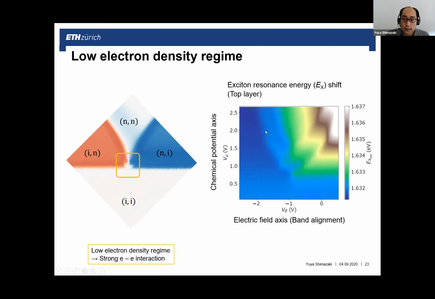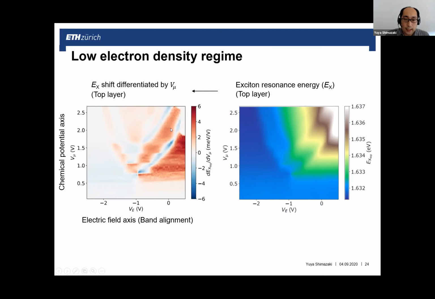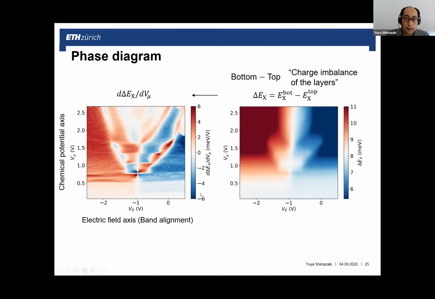To visualize the data better, I took the differentiation along this vertical chemical potential axis. Now this relatively linear increase of the energy shows up as this reddish constant, and we again see this periodic structure better. If we do the same analysis for the bottom layer, we can now plot the energy difference of this bottom layer exciton and top layer exciton here. This contrasts the charge imbalance of the layers.